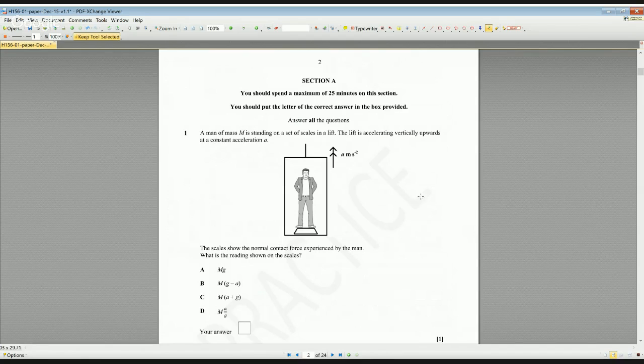So we can represent our man on the scales with a circle there, and we can draw the forces acting on the man. So we have the weight acting straight down, and that weight is equal to capital M, lowercase g, capital M here being the man's mass. And we know that there is a normal contact force acting vertically upwards. We also know that the lift is accelerating with an acceleration of a meters per second squared.